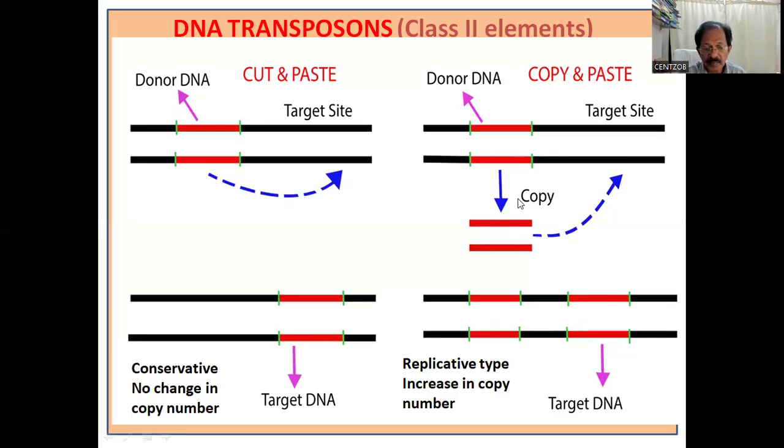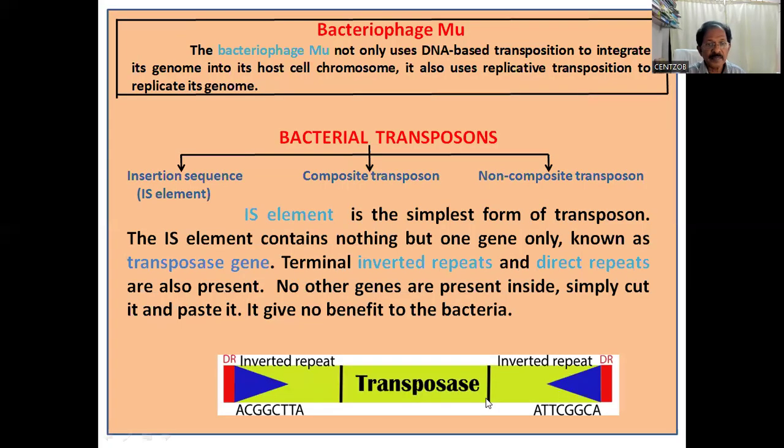Just to remember, the copy and paste mechanism is different in retrotransposons. There we can see a copy and paste mechanism too, but it is of a different type, through an RNA intermediate. It is very important, and we'll study it in the retrotransposon class.